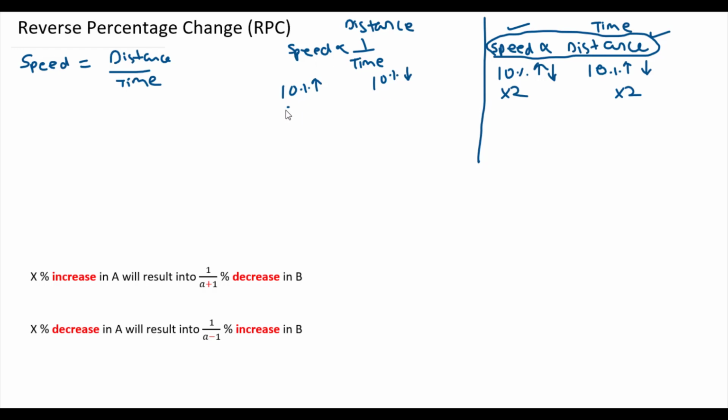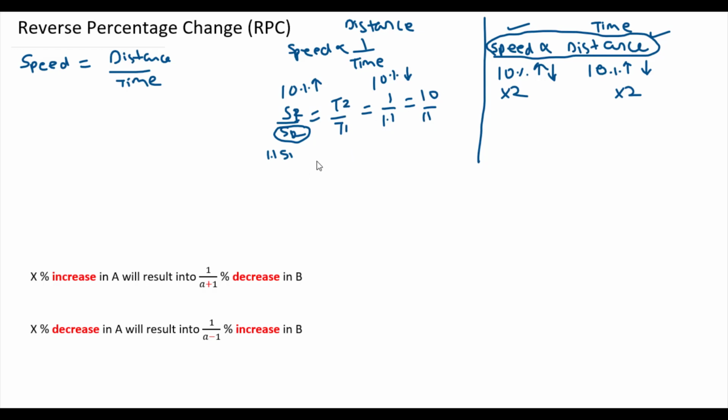If we see the ratio form, S2 by S1 will be equal to T1 by T2, because of inverse proportionality. Now your speed has increased by 10% of its initial value, so it will become 1.1 times S1. From this we will get T2 by T1 as 1 upon 1.1, which can be written as 10 upon 11. So now the ratio T2 by T1 is 10 by 11.